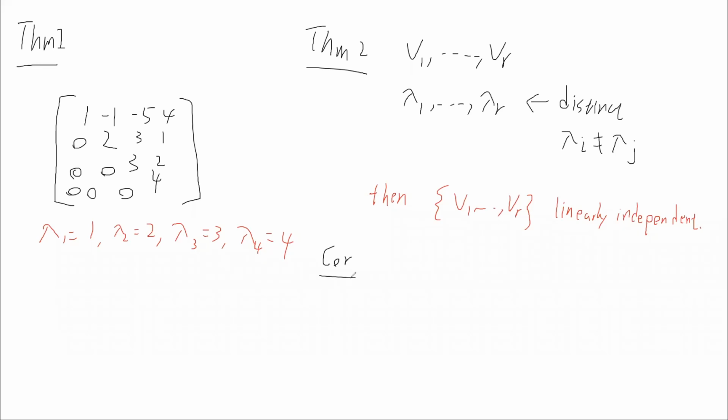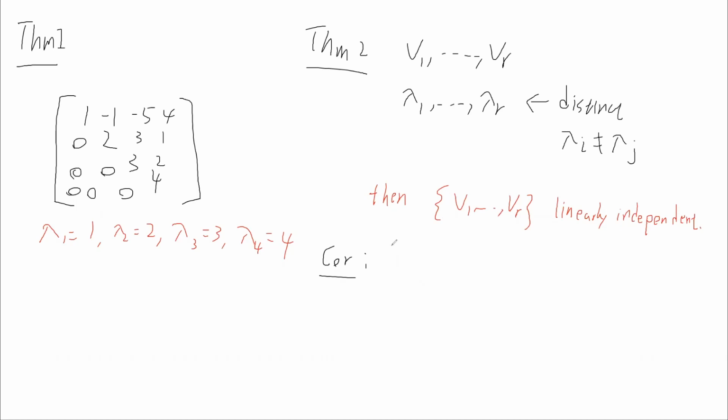All right, now let's look at our first corollary. So a corollary is just like a mini theorem, something that results from a theorem. Let's take a look at that. Each operator on V has at most dimension of V distinct eigenvalues. Basically what this is saying is that the number of eigenvalues of an operator cannot exceed the dimension of the space that you're working in.